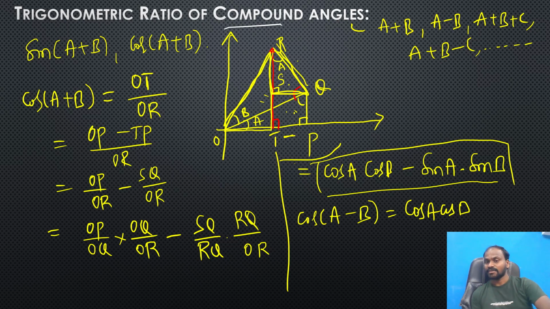But in place of B, if you write minus B here, sin of minus theta is negative sin theta, because it's the fourth quadrant, where sin is negative. So it becomes minus into minus, plus sin A sin B. This is the formula for cos of A minus B.